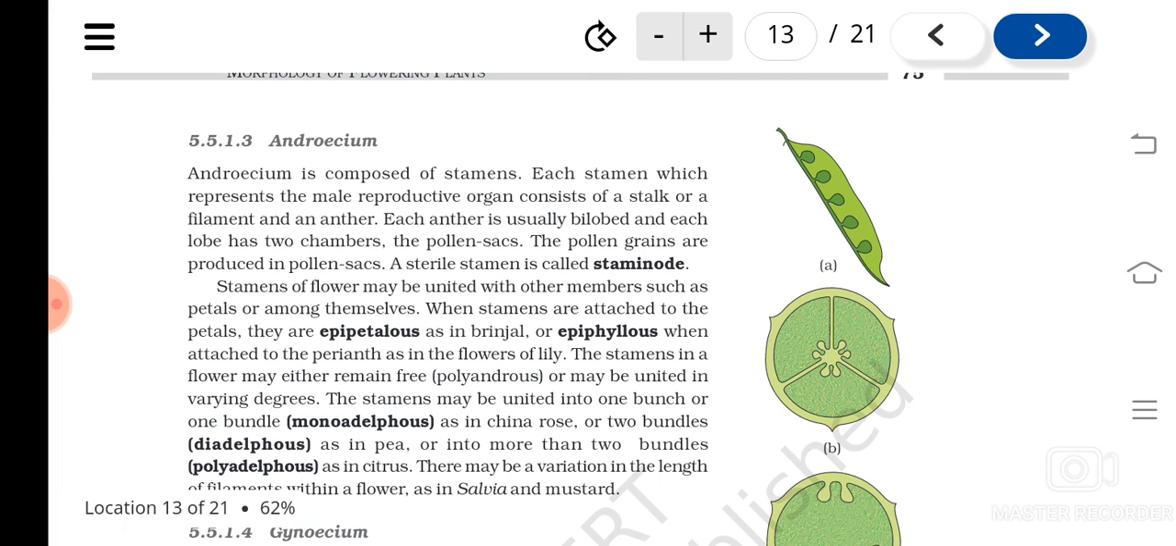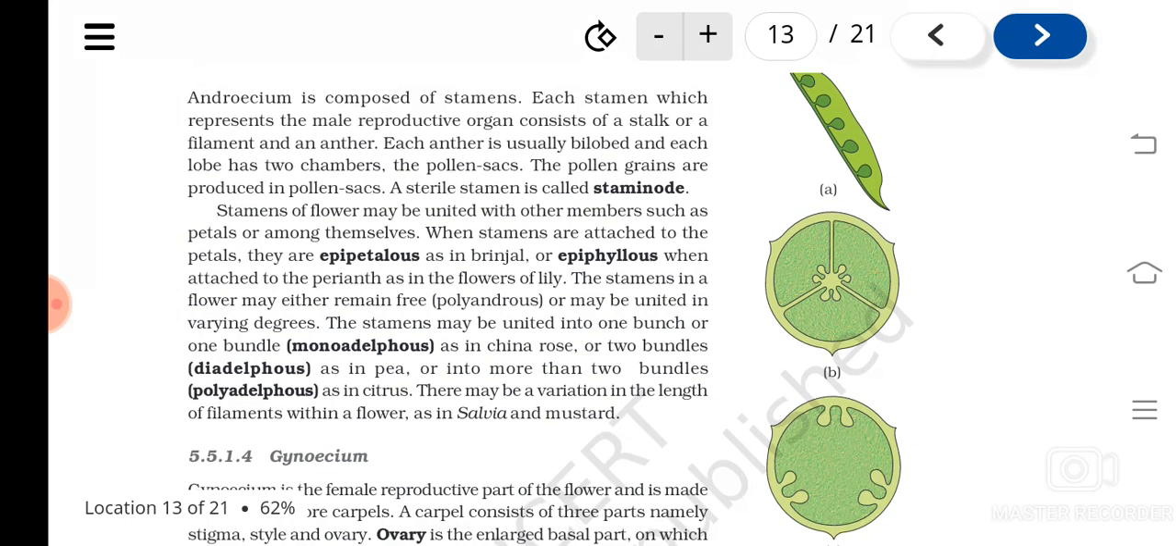If the stamens are attached to the petals, then epipetalous, and if they are attached to the perianth, then it is epiphyllous. Then, if the stamens are united into one bunch, then it is known as monadelphous stamens. And if they form two bunches, diadelphous. And in some plants like peas, they form more than two bundles, then it is known as polyadelphous. Understood? Sorry, this diadelphous you can see in pea, and polyadelphous in citrus.